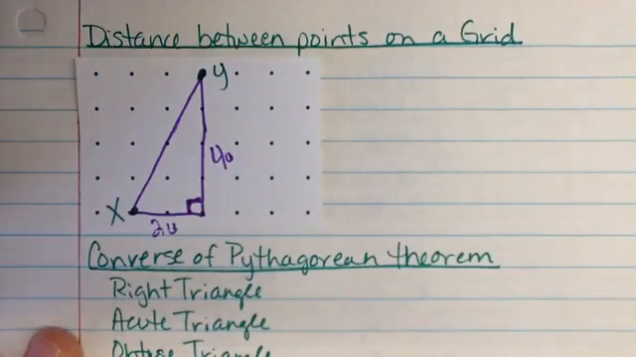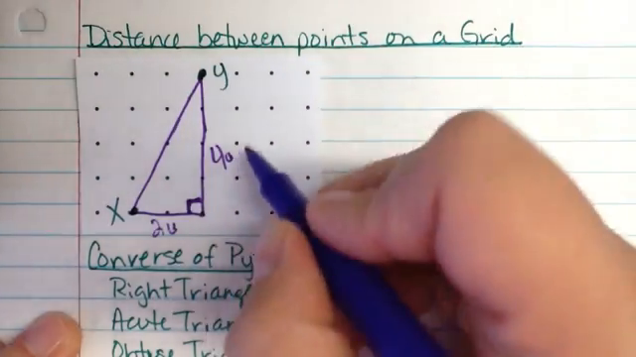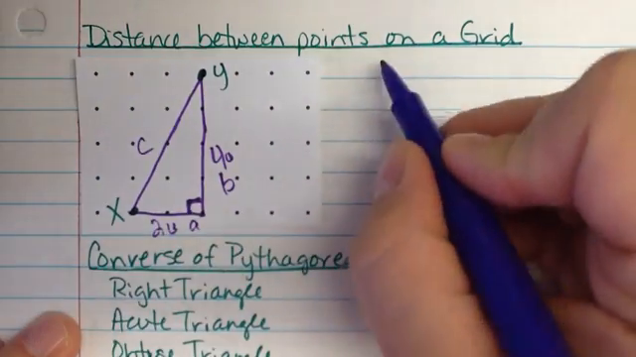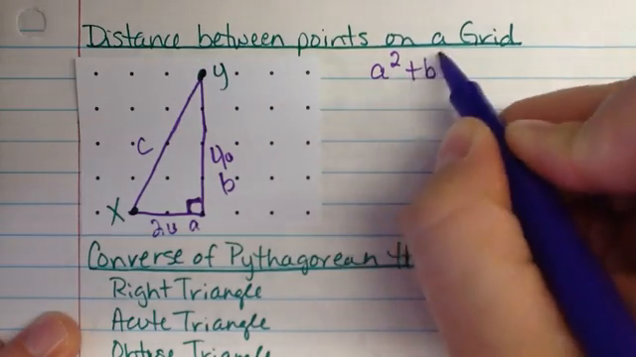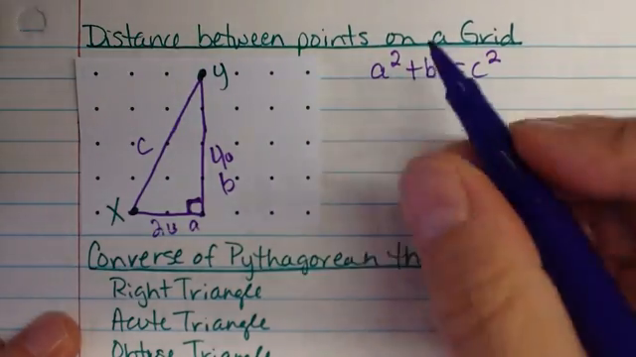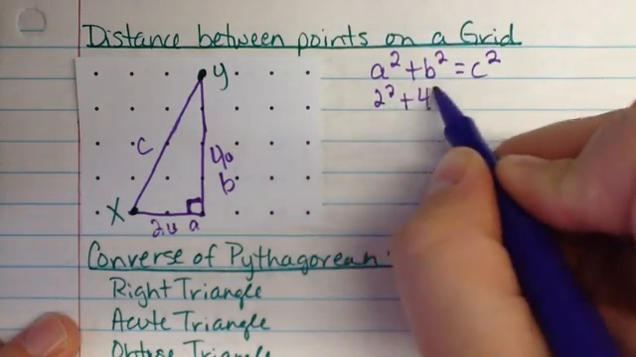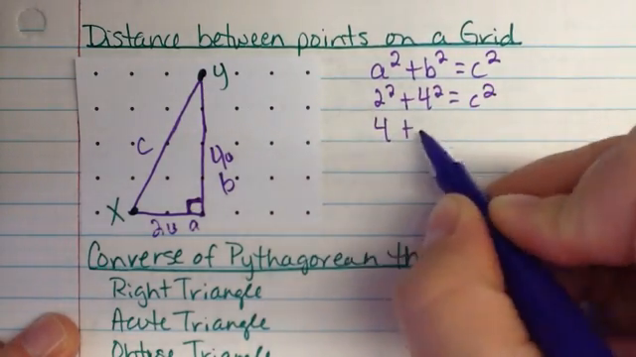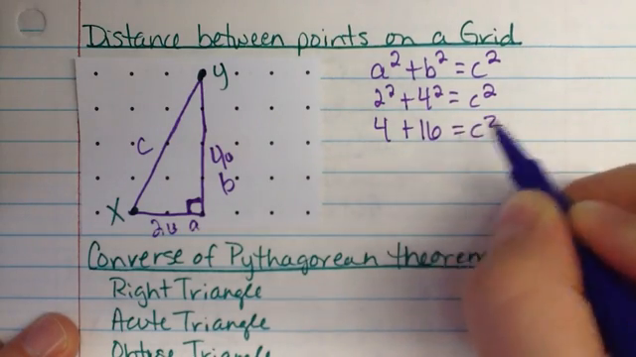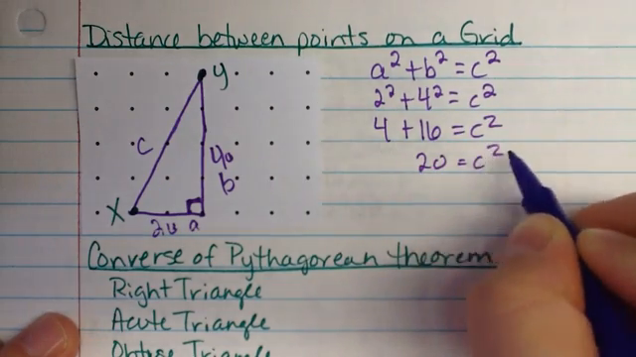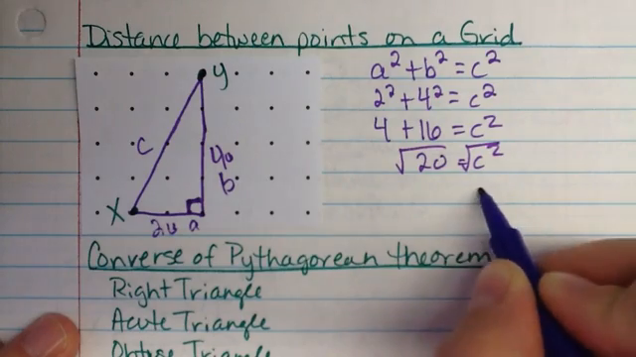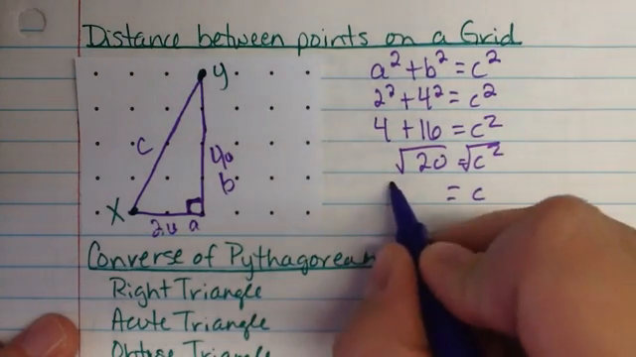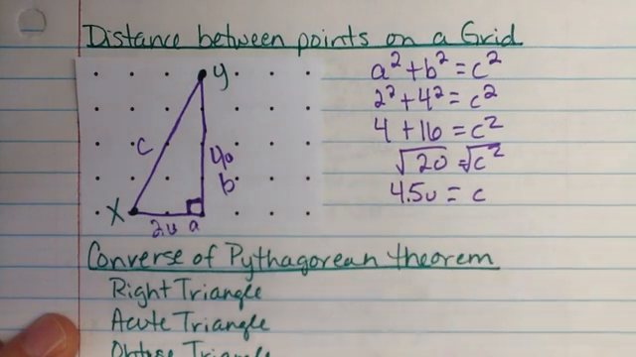And then you would find the distance between them. So this would be A, this would be B, and we would solve for C. So A squared plus B squared equals C squared. 2 squared plus 4 squared equals C squared. This is 4. This is 16. So 20 equals C squared. We've got to square root both sides. So C equals 4.5 when we round it units.